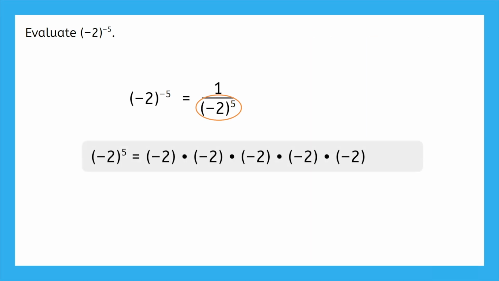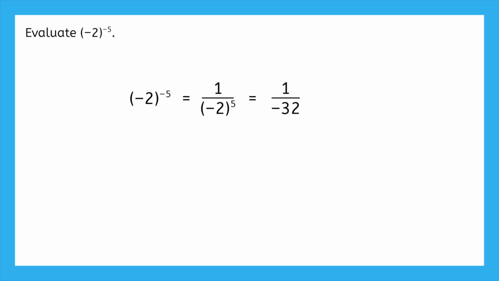This represents -2 times itself 5 times. That's 32, but is it positive or negative? It's negative. Remember, when a negative base is raised to an odd exponent, the value is negative. This means (-2) to the -5th power is equivalent to 1/-32. But when a fraction has a negative in the numerator or denominator, we usually move the negative sign in front of the fraction, giving us a final value of negative 1 over 32.